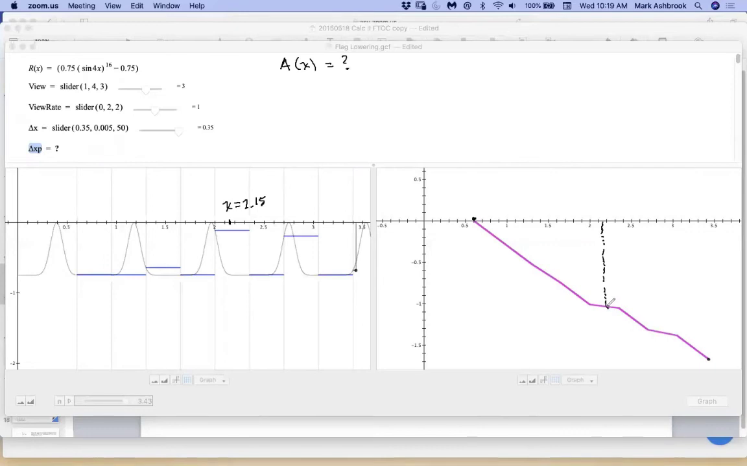Okay, so what am I after here? I'm after the net accumulation in the height of the flag since 0.6 seconds when we've reached x equals 2.15 seconds. So let's build. What would it take to build A of 2.15? What is that going to look like, to calculate that total accumulated net change in height since 0.6 seconds? What would that look like?